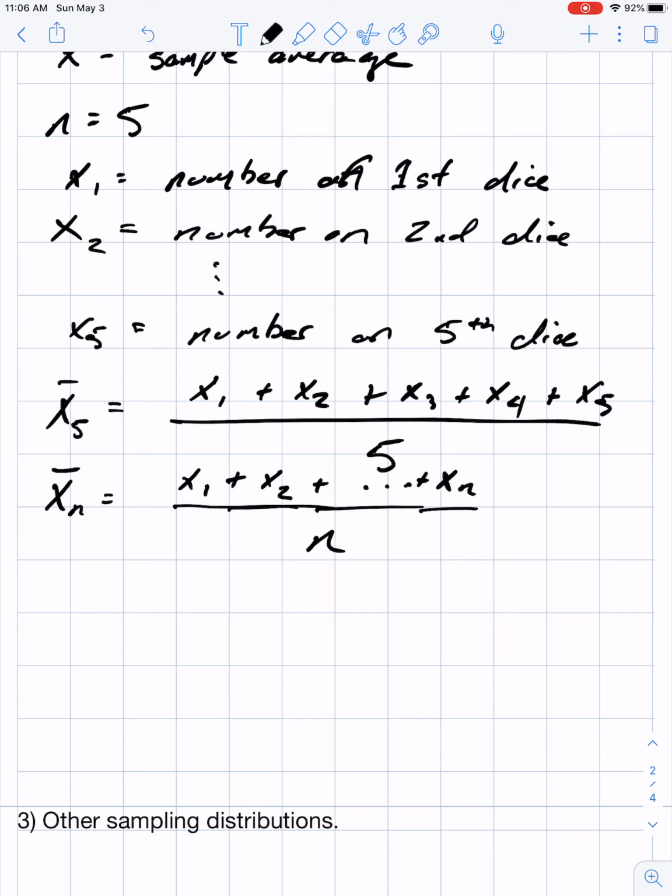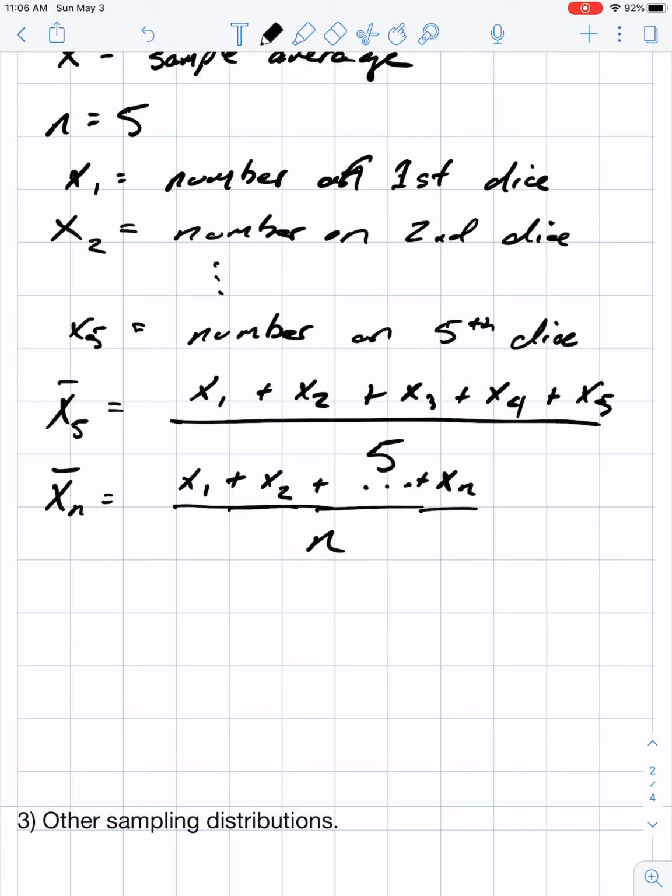I mean, you've probably calculated your average grade before. So you take your grade on the first homework. You take your grade on the second homework, all the way up to the fifth homework if you have 5 homeworks in the class, and then you divide by 5 to get your average grade on the homework, right? So most of you, whether you knew it or not, are familiar with doing averages.